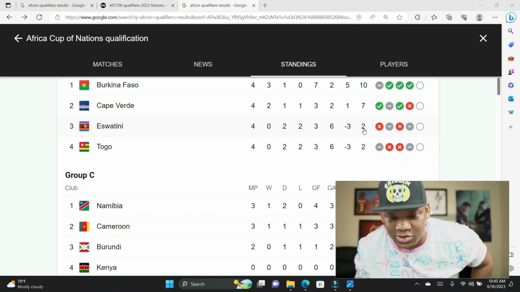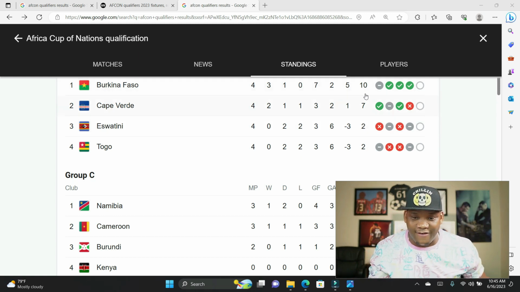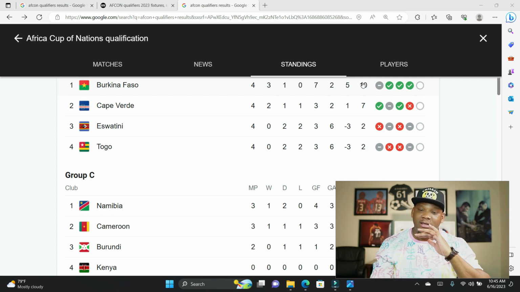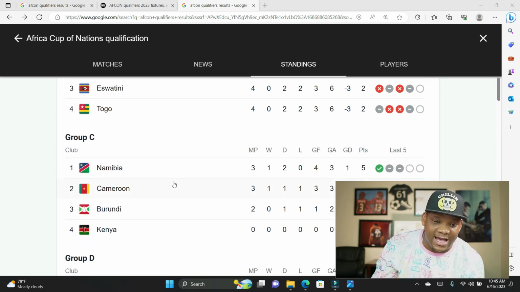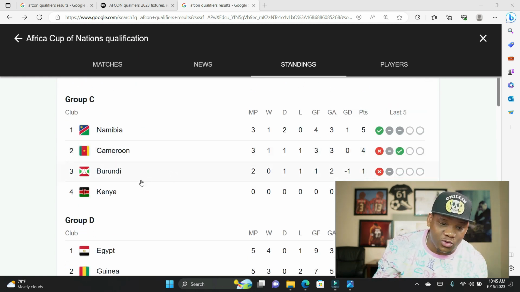But Burkina Faso is already qualified. As I can see, they cannot finish in 3rd place. Now they have 10 points, so they are guaranteed to play in the African Cup of Nations in Ivory Coast in January anyways. Group C, Namibia is first, Cameroon second, Burundi and Kenya.